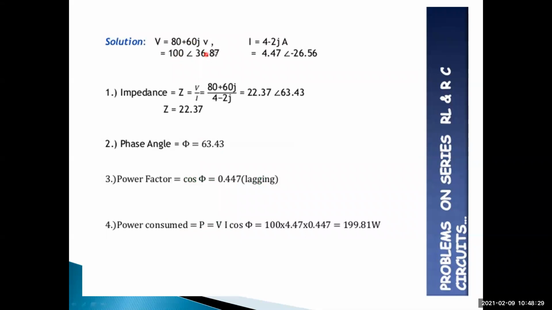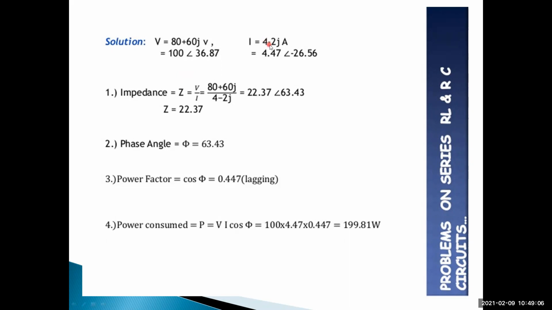And then how to get the angle? For example, for x plus jy, the angle is tan inverse of y by x, imaginary part by real part. Tan inverse of 60 by 80 is nothing but 36.87. So we get the polar form: 100 at an angle of 36.87 degrees.